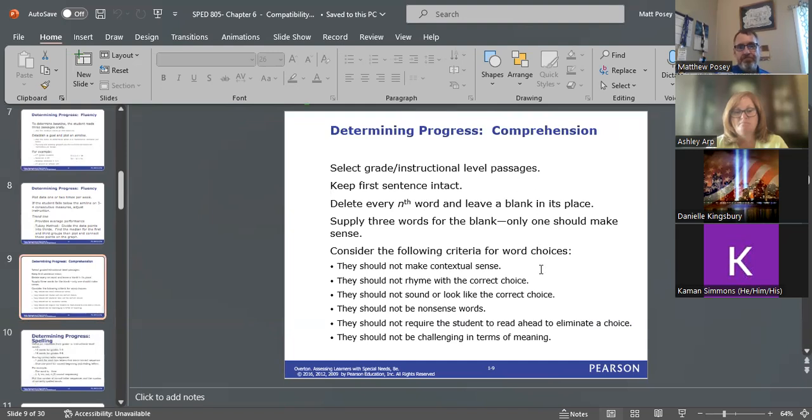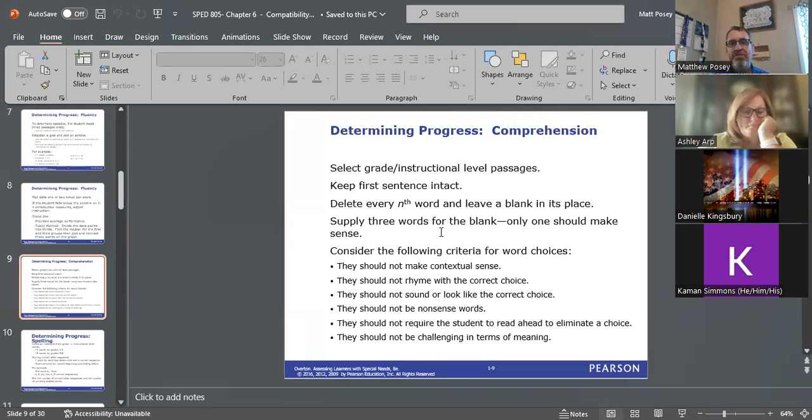Okay, comprehension. Here kind of gives you some ideas on determining progress for comprehension. Select a grade, instructional level passage, keep the first sentence intact, maybe delete every 3rd or 4th word and leave a blank. This is kind of the cloze test I was talking about. And I don't know if anybody's heard the term a cloze test. That's what this is. It's CLOZE, or maze. Okay.